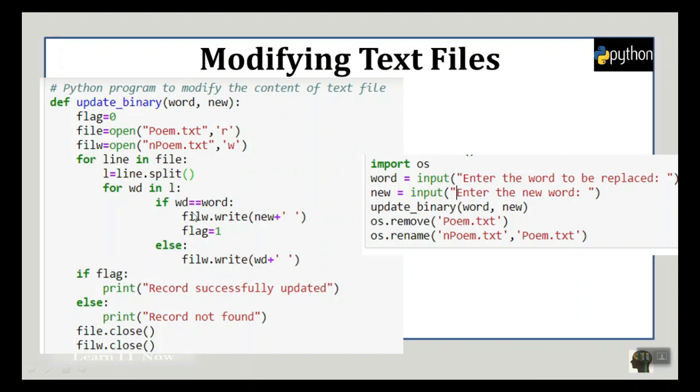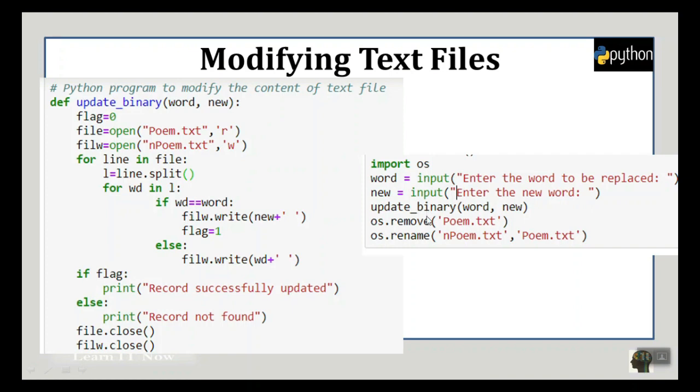It will go through all the words in the file and then it will come out of this loop. If a word is encountered even a single time, it will print "record updated successfully", else it will write "record not found", and it will close both the files. Now here what we have to do is enter the word to be replaced and the new word to which it has to be replaced. So word has the word which is to be searched in the file, and new has the word by which it is to be replaced.